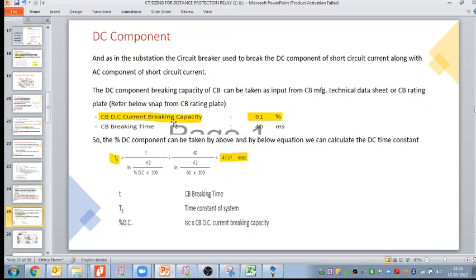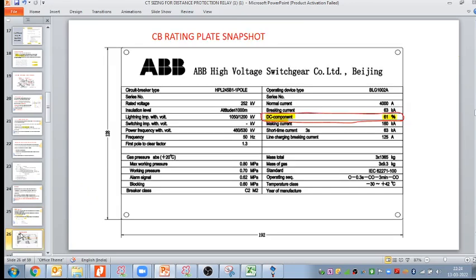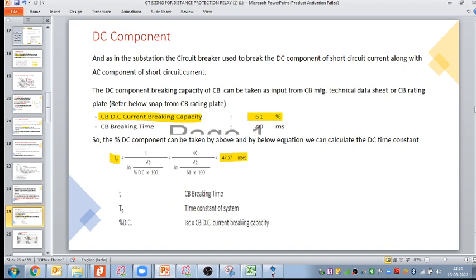So the circuit breaker DC breaking capacity is 61%, and the circuit breaker opening time we also have to check from the technical data sheet. The circuit breaker opening time or breaking time is 40 milliseconds. We will discuss this breaking time in the breaker session also, the next circuit breaker selection sizing, at that time. So circuit breaker breaking time, or circuit breaker opening time we can say. These two parameters we have to take from the circuit breaker technical data sheet in the CT sizing calculations.